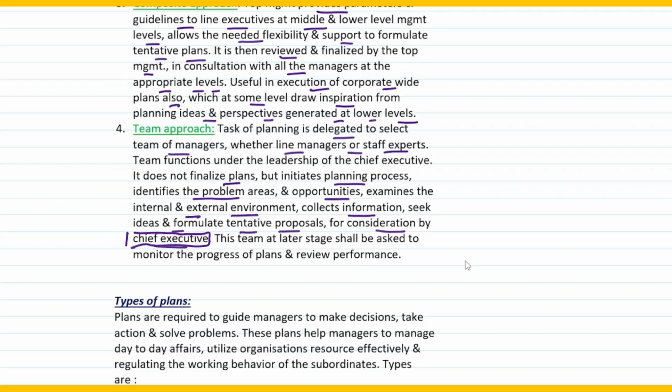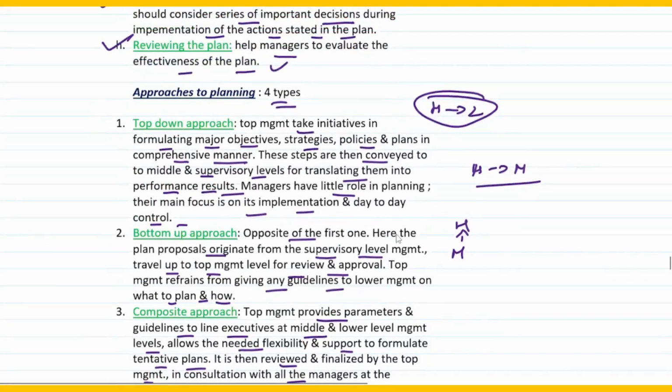Now this team at a later stage shall be asked to monitor the progress of plans and review performance. Because the responsibility is bestowed on them, they are the ones who should monitor the progress of plans and review the performance, right? So these are the four approaches to planning.